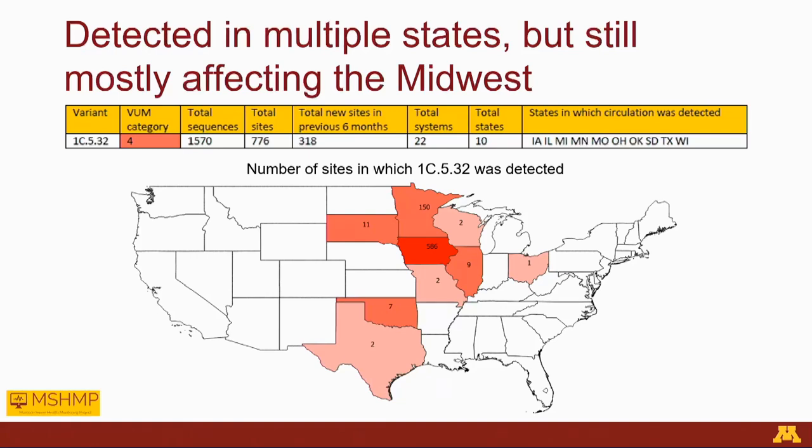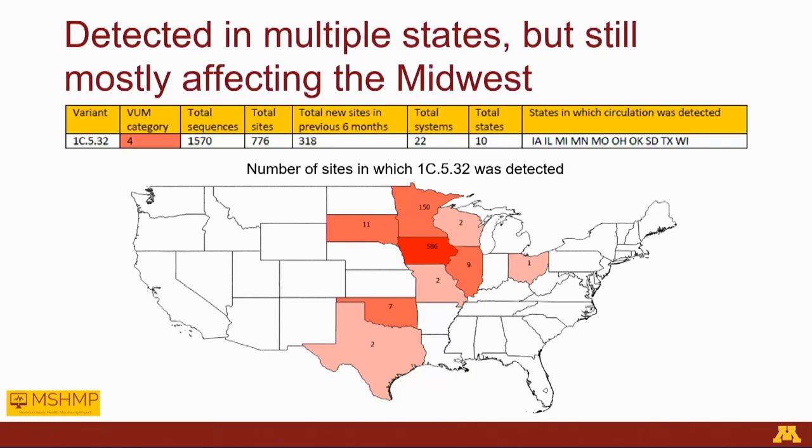As I mentioned, we found this variant in 10 states. And again, this map is very similar to what Rabza presented, but this indicates the number of sites which we found to be affected by this variant. Again, we see a wide distribution in the US, but still we can see that the majority of the cases are going to be concentrated in Minnesota and Iowa.